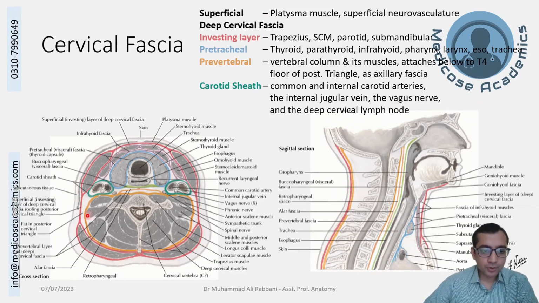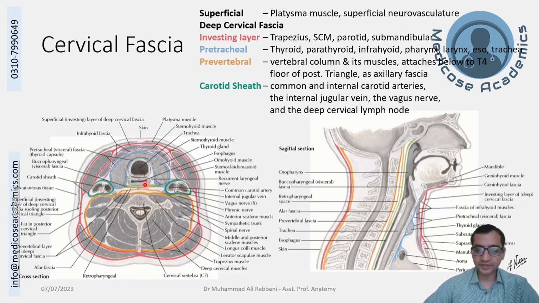The one that is surrounding the whole of the neck, just like the fascia lata of the thigh, that is the investing layer. It has invested the whole of the skin. The one in the orange covers the vertebral column and the muscles that are around it. This is known as prevertebral fascia. And we are left with this, the one shown in the blue color and the one shown in the purple color and the one shown in the green color.